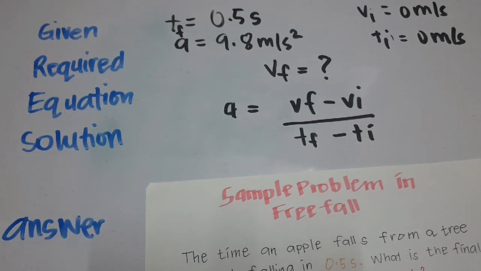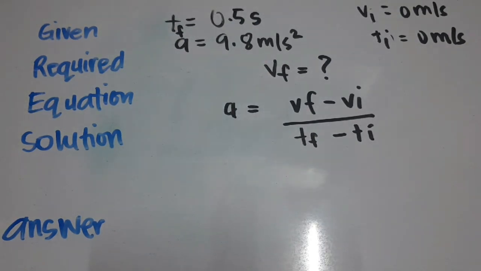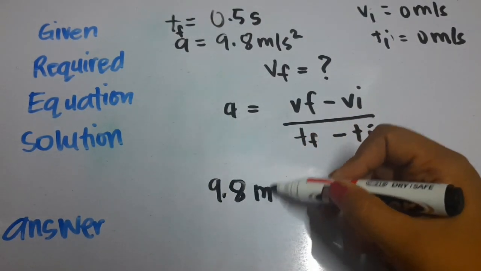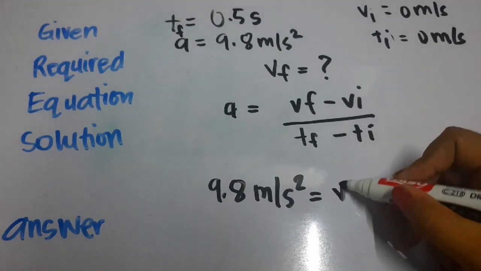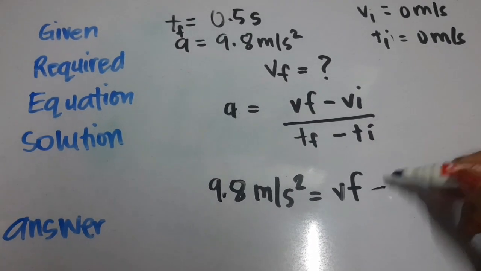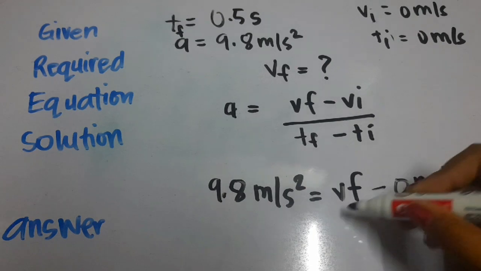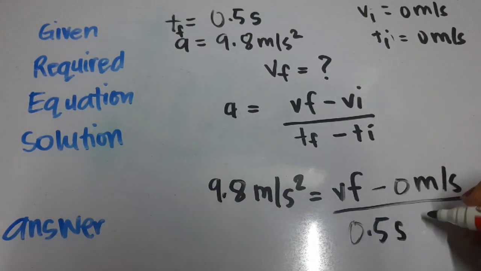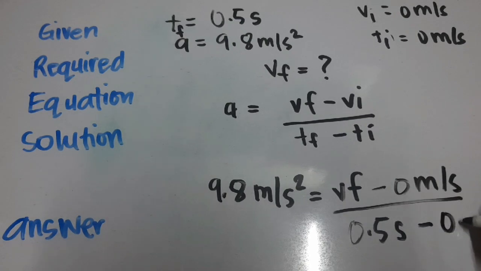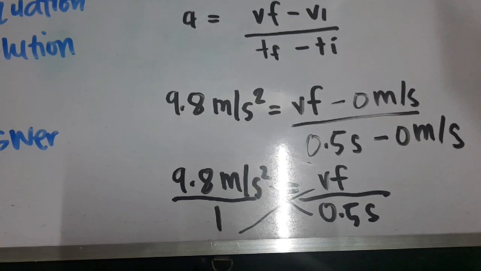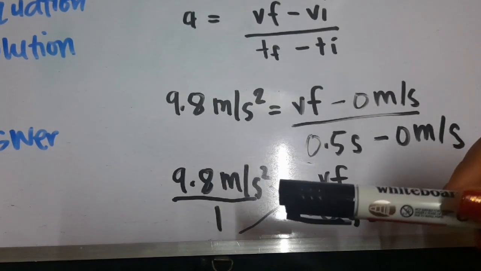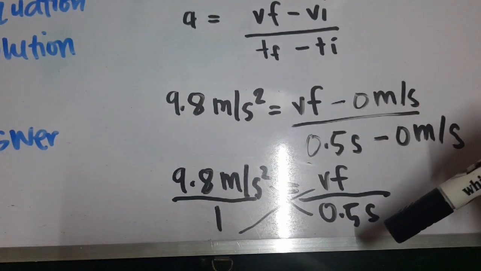Okay, and then after that, we will just transpose all the values to the given equation. a, 9.8 meter per second squared, is equal to the unknown, which is VF, minus the initial velocity 0 meter per second, divided by the final time 0.5 seconds, minus the initial time, which is 0 seconds. Through cross multiplication, VF multiplied by 1 and 9.8 meter per second squared multiplied by 0.5 seconds.